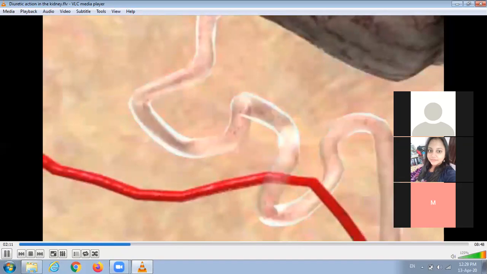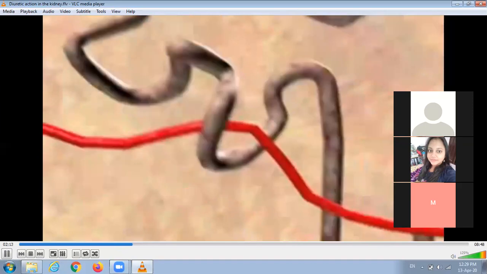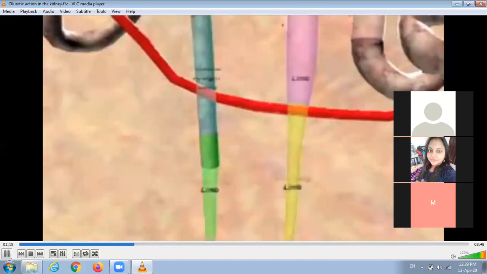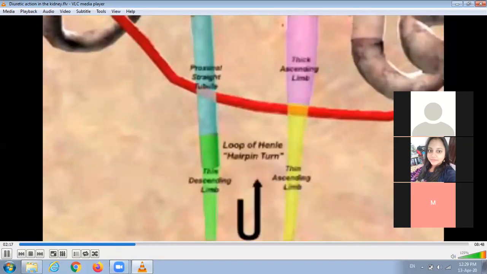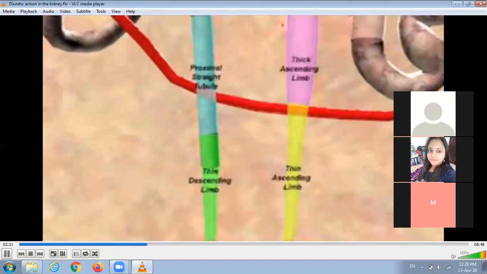The proximal convoluted tubule leads into the loop of Henle, which has a thin descending limb and a thin and thick ascending limb. The thick ascending limb normally reabsorbs about 25% of the filtered sodium, but does not allow water to reabsorb. The loop diuretics act here by blocking sodium-potassium-chloride ion cotransporters on the luminal membrane.